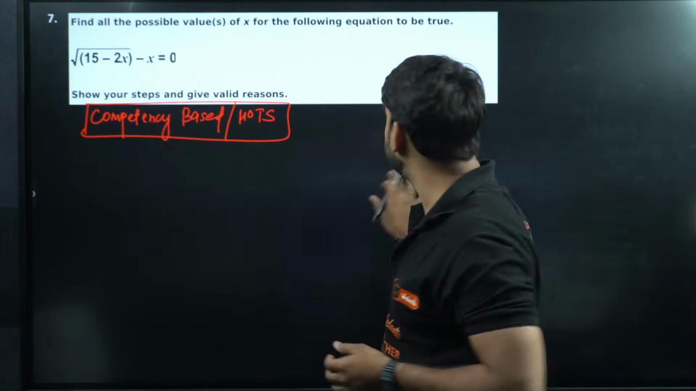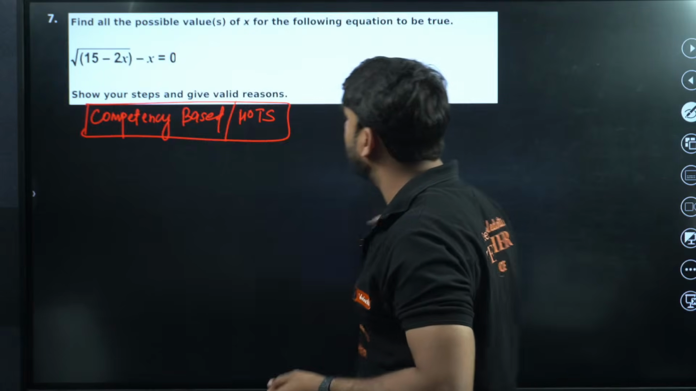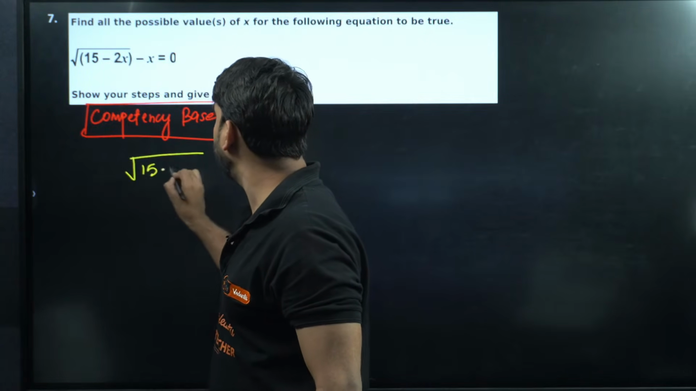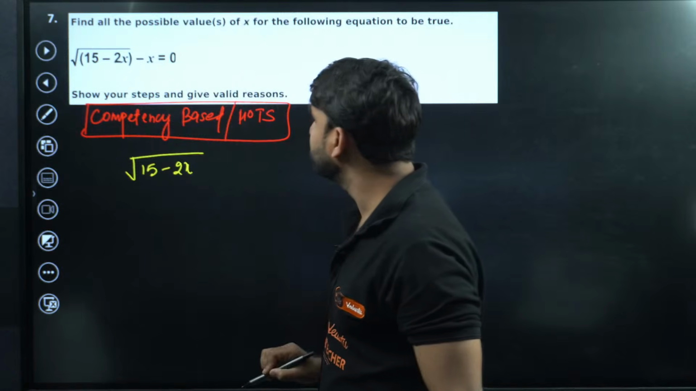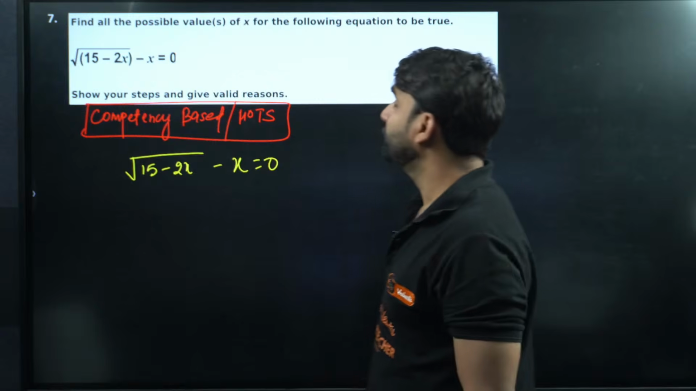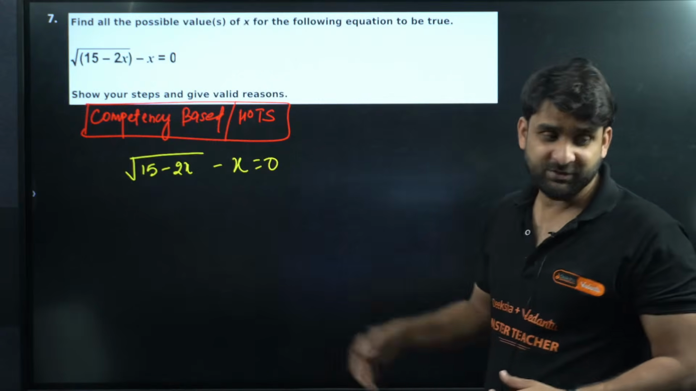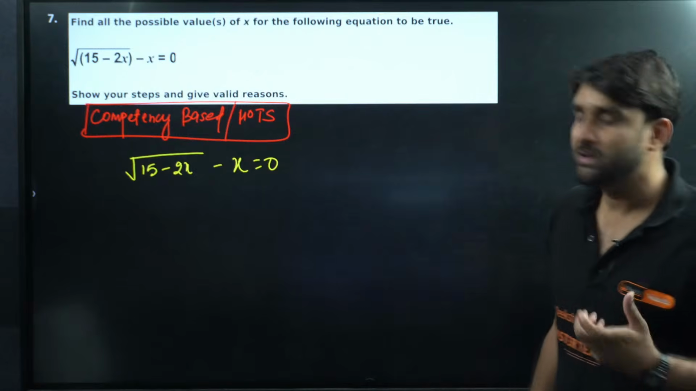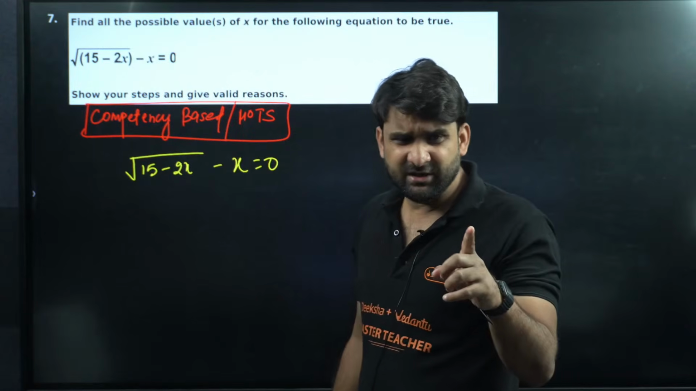So look at the question. Let me use another color. I am using yellow color here. So the question is under root 15 minus 2x, and minus x is equal to 0. So for what value of x will this equation be true? What should be the value of x? So let's find out. One thing is clear here, champions.